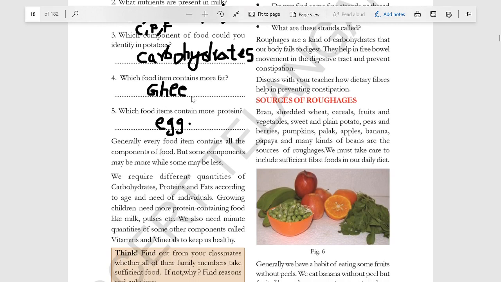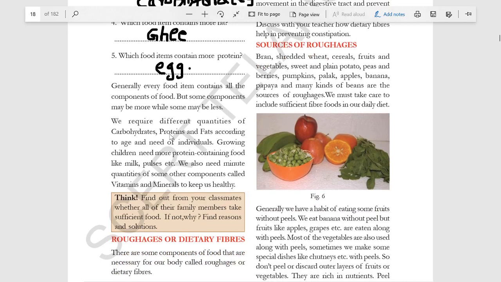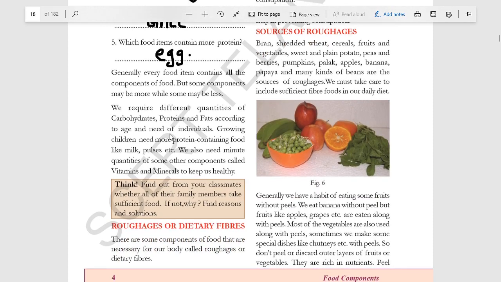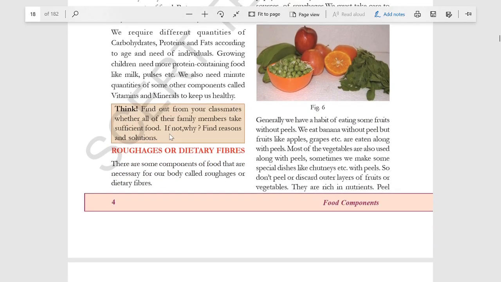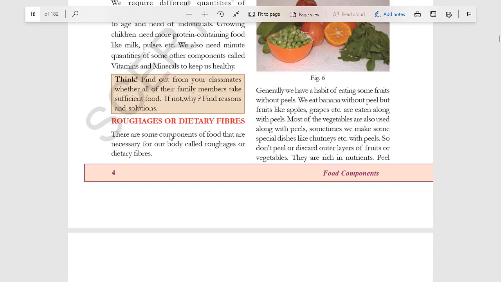More fat, that we can write oil or ghee. Contains more proteins: milk and egg. Here I have written only egg, you can write milk also. Roughages. Roughages are the dietary fibers.